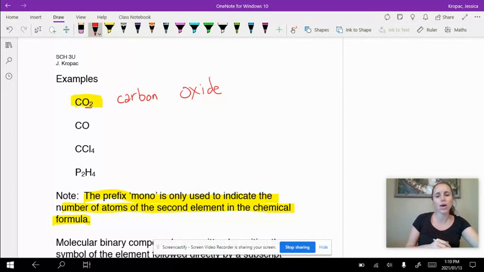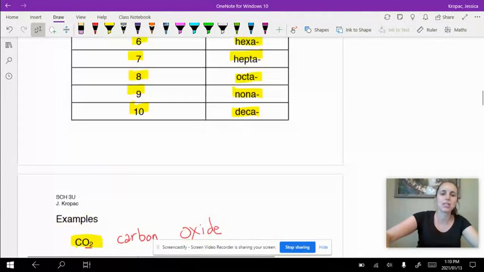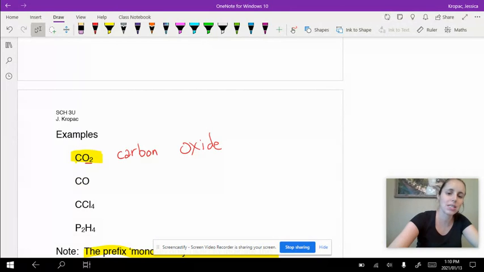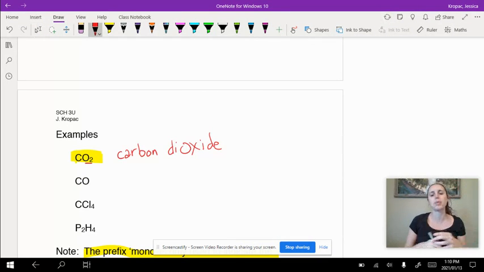And then you also have to report how many oxygens we have. Here I've got 2 oxygens. I know it's 2 because there's a little 2 next to the O. I'm going to take a look at my chart, and 2 means di. So I'm going to put the di right in front here. So we are going to call this carbon dioxide. I'm sure this whole time you've been screaming at the screen because you know CO2 is carbon dioxide. I started with an easy one that you've seen before because I wanted to show you some of those rules.